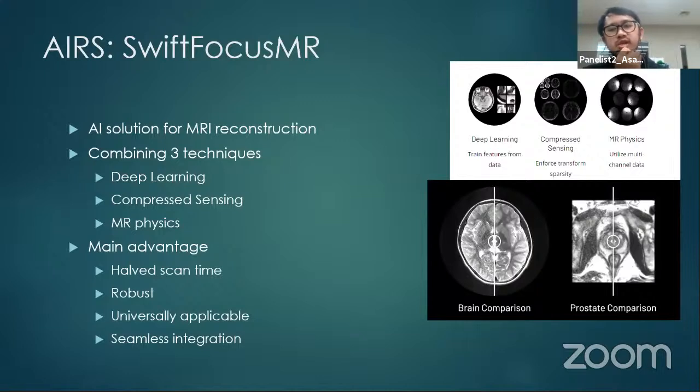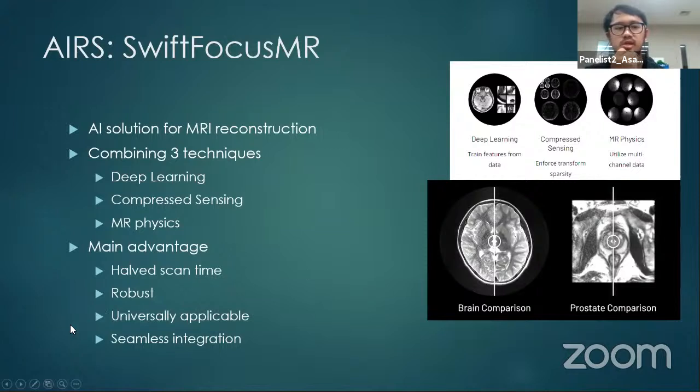So their product, they only have one product up until now, and it's an AI solution for MRI reconstruction. They combine three techniques: deep learning, compressed sensing, and MRI physics. And using those techniques, they can halve the scan time, and their result is robust for many different body parts. Their application is also applicable to many different scanners and many different parameters, sequences, or organs. And they're also integrated seamlessly into the currently existing scanner application.